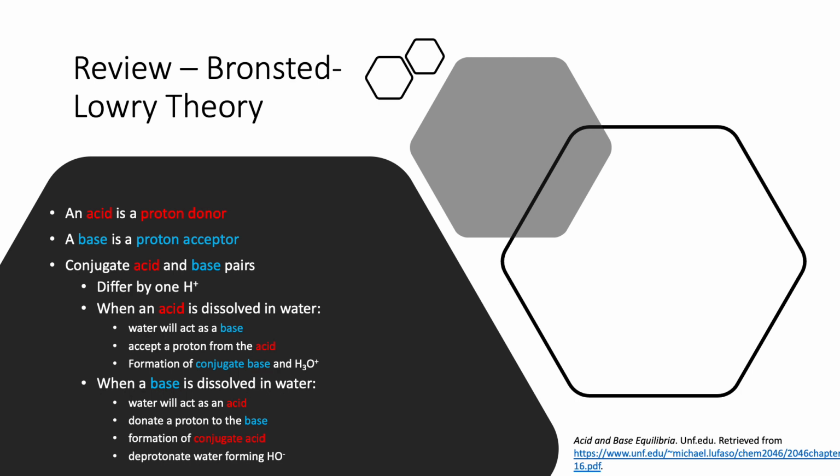The second theory we learned is Bronsted-Lowry's theory, which states that an acid is a proton donor and a base is a proton acceptor. This is where we learned about conjugate acid and base pairs that differ by one hydrogen ion. So when an acid is dissolved in water, water will act as a base and accept a proton from the acid, resulting in the formation of the conjugate base of that acid and a hydronium ion. The reverse happens when a base is dissolved in water. Water will act as an acid and will donate a proton to that base, which will form the conjugate acid for that base, and will deprotonate water, forming hydroxide ions.